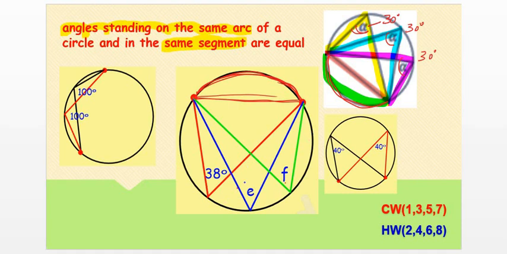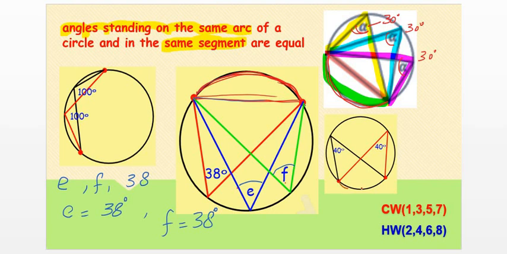Now how will I find the value of angle E and angle F? I will see that all of them are in the same segment and all of them are standing on the same arc. So this shows that E, F and 38 will be equal to each other. So I can say the value of angle E is 38 degrees. The value of angle F is also 38 degrees. Clear?